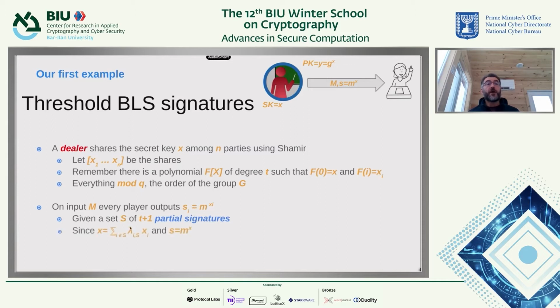Now, if we have a set of t+1 partial signatures, remember that x is a linear combination of the xi's with some appropriate Lagrangian coefficients. And the signature is m to the x. Therefore, if I plug this linear combination into here, it turns out that the signature can be computed from t+1 partial signatures by this product with weights, the Lagrangians. This is called interpolation in the exponent.